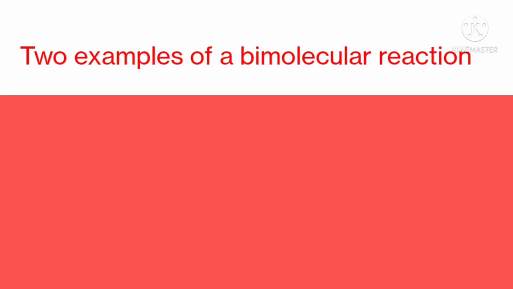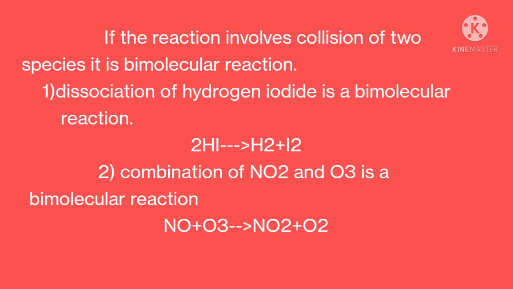Give two examples of a bimolecular reaction. The number of reacting species, molecules, atoms, or ions, which collide simultaneously to bring about a chemical reaction is called molecularity of a reaction. If the reaction involves the collision of two species, then it is a bimolecular reaction. Examples of bimolecular reactions are dissociation of hydrogen iodide, in which 2HI dissociates to give H2 plus I2. Similarly, combination of NO and O3 is a bimolecular reaction: NO plus O3 gives NO2 plus O2.